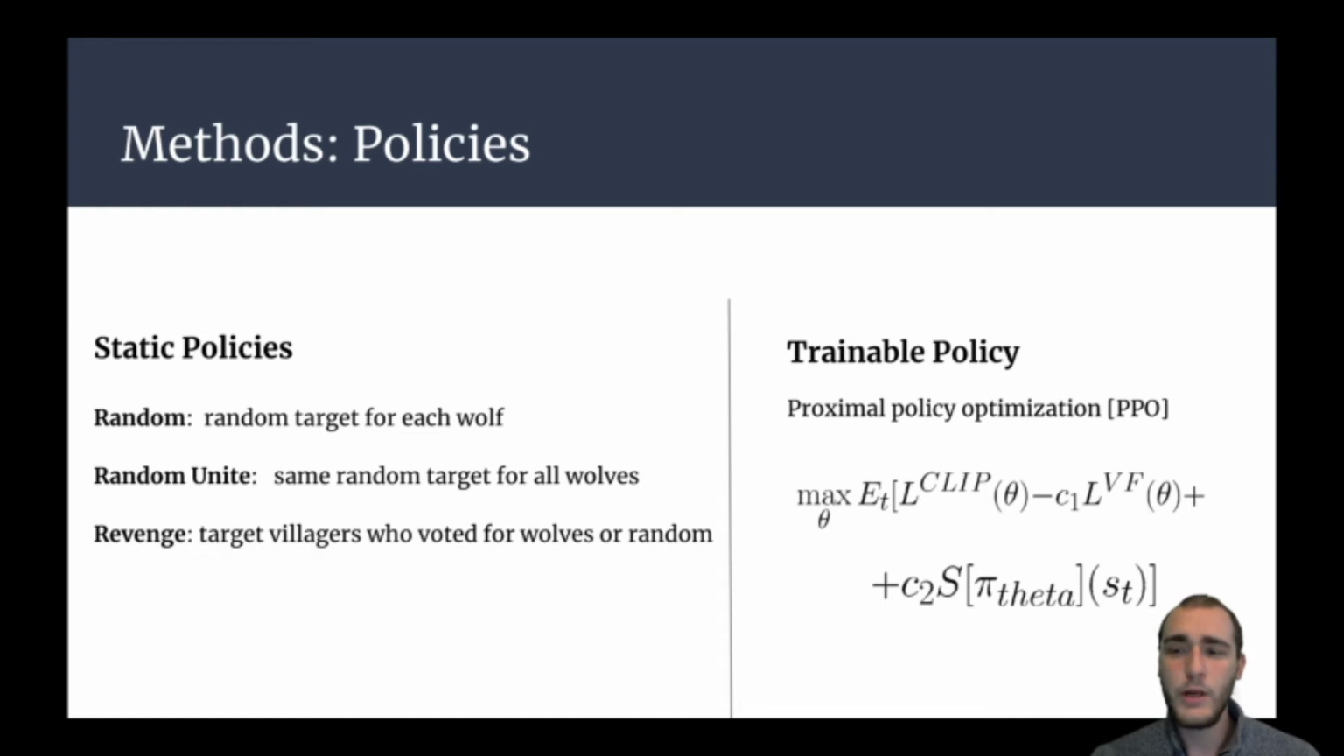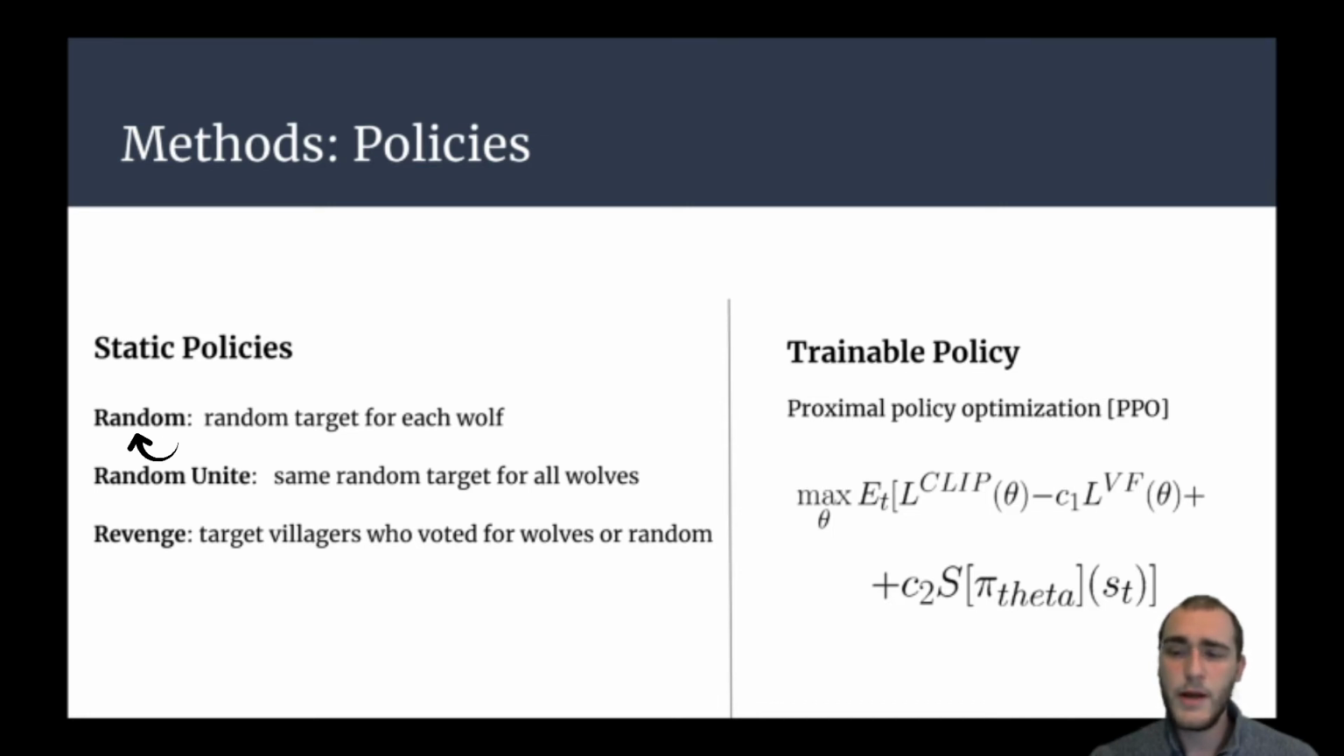In our work, we train the villagers with a learnable policy while the werewolves stick to a static one. This choice was made in order to study emergent communication in a cooperative environment, but future work could also focus on the latter possibility. The static policies are three.